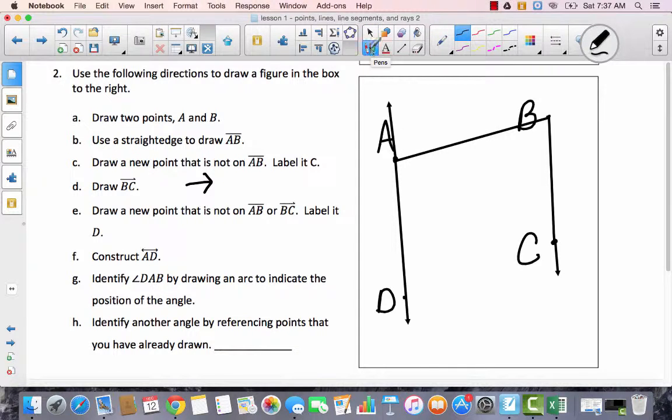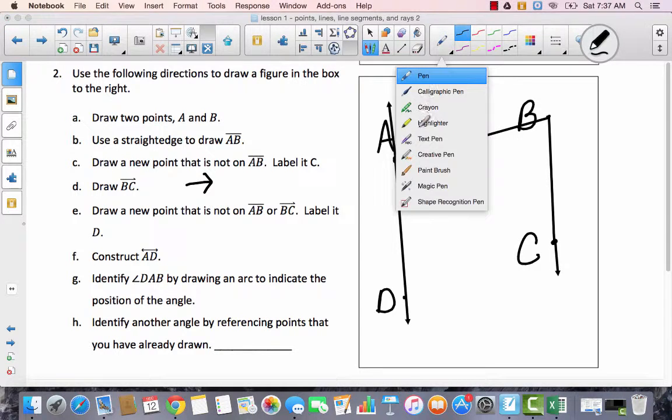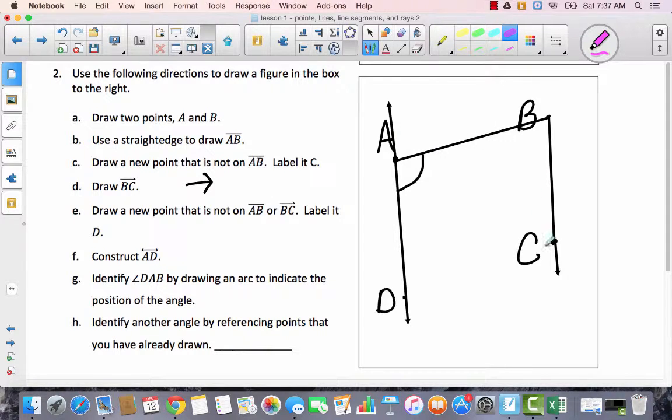Okay, now it says identify angle DAB by drawing an arc to indicate the position of the angle. So here is DAB, so my arc is going to be right inside here. Identify another angle by referencing points that you've already drawn. So I see another angle. What about this angle? CBA. You could also call it ABC.